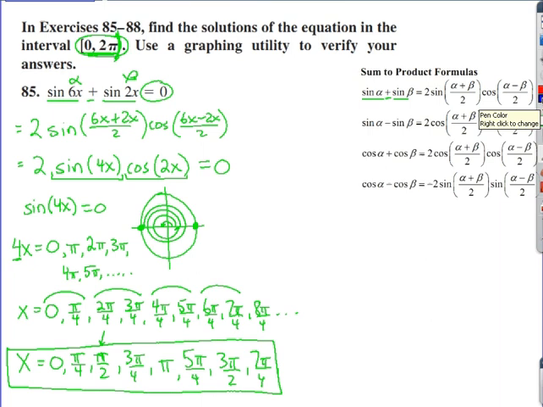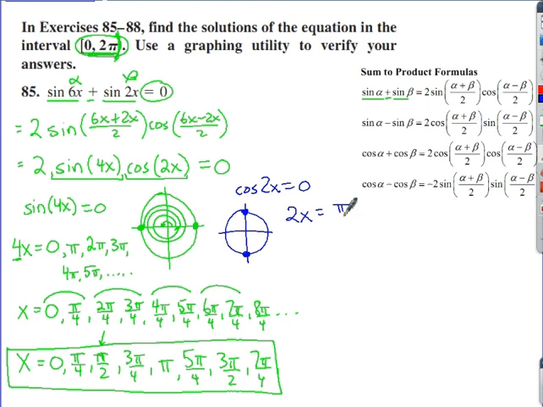So same idea, we've got cos 2x equals 0. So let's think about the unit circle again. Where's the cosine equal to 0? Well, it's up here at pi over 2 and down here at 3 pi over 2. So we have 2x equals pi over 2 and 3 pi over 2.